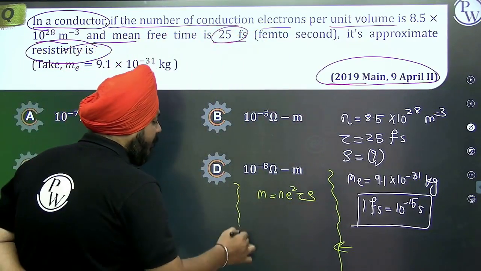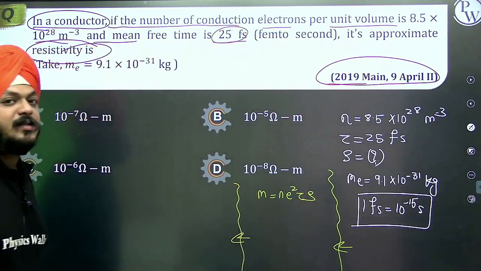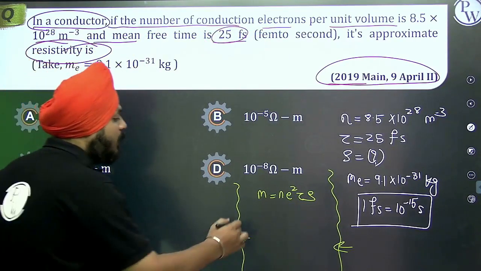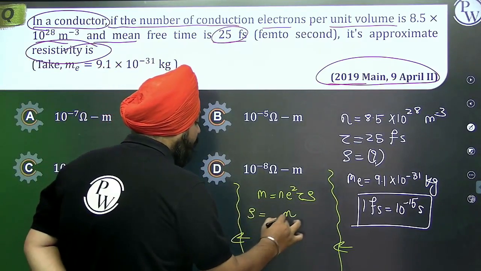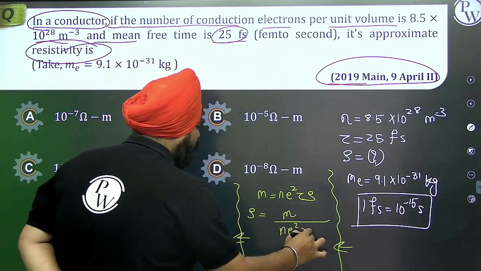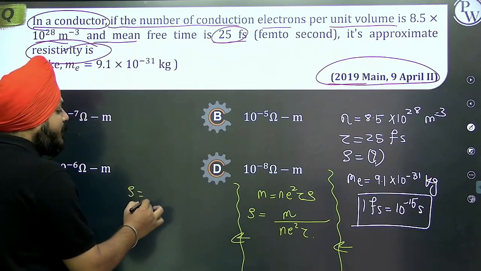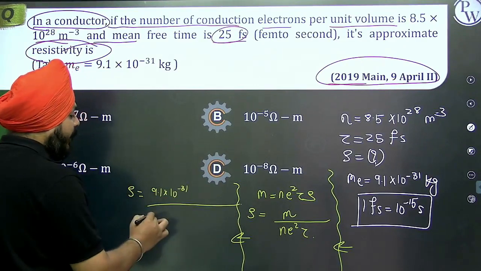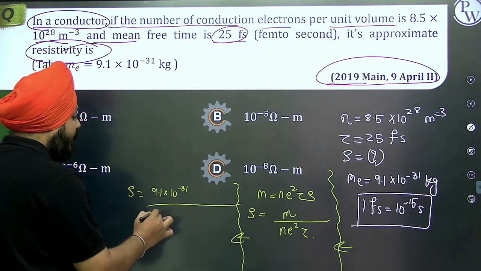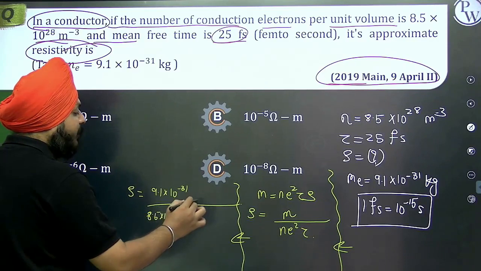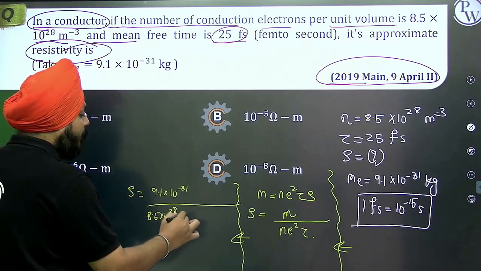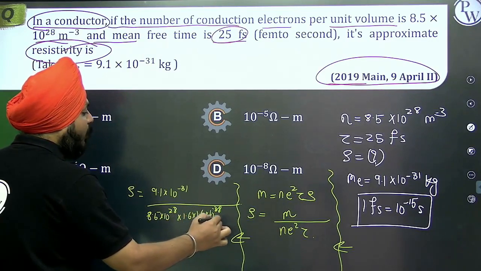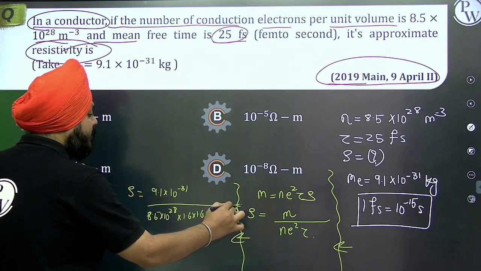So what happens here? m is equal to n e square tau rho. You have to just replace these values. Rho is equal to m divided by n e square tau. So for rho, mass you are going to get 9.1 into 10 to the power minus 31. n is 8.5 into 10 to the power 28. e square is 1.6 square, that is 2.56 into 10 to the power minus 38. Tau is 10 to the power minus 15 seconds.